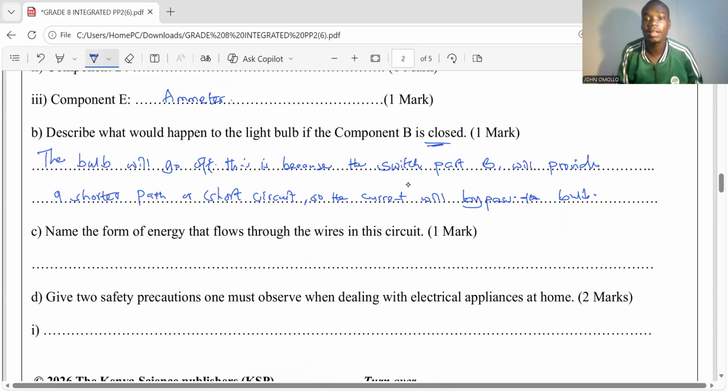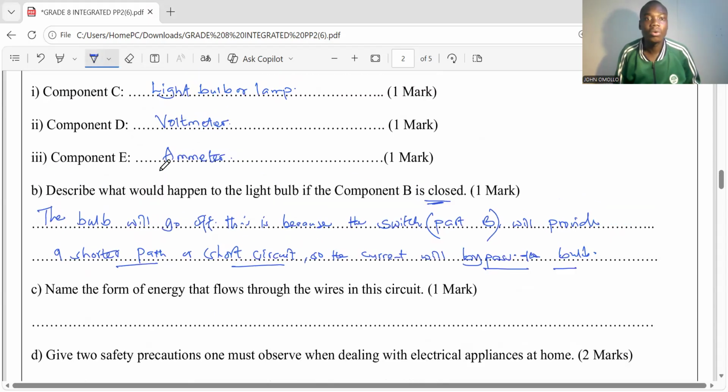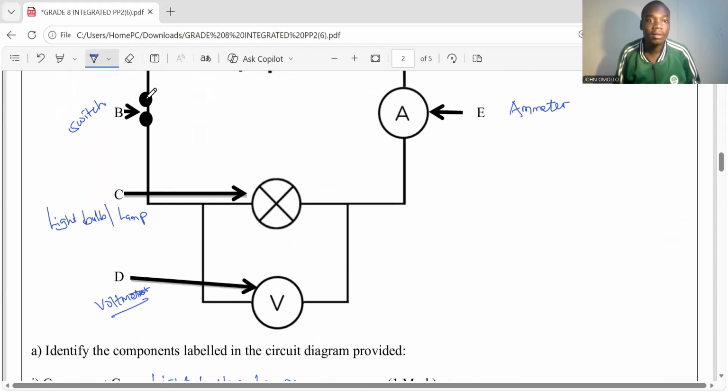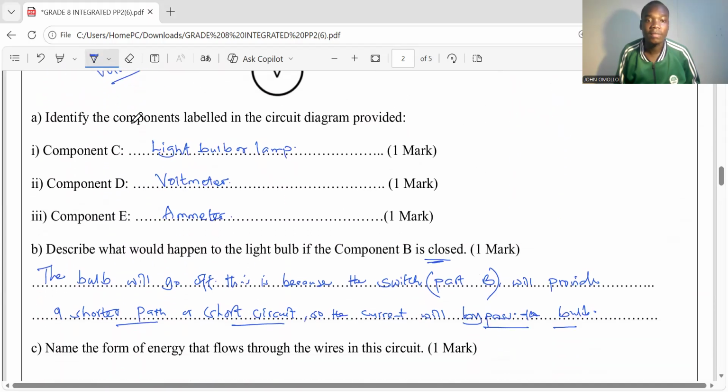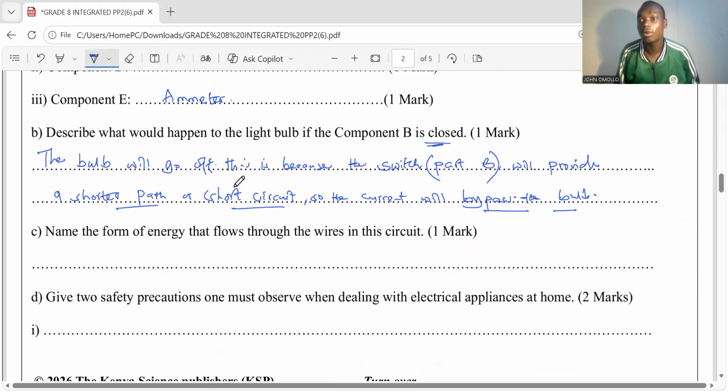This is because the switch, that is part B, will provide a shorter path, which is a short circuit, so that the current will bypass the bulb. So we know that when you close this particular part, B, where we have the switch, the bulb will go off. Are you getting that? So the current won't come into contact with the bulb. And therefore, the bulb goes off.